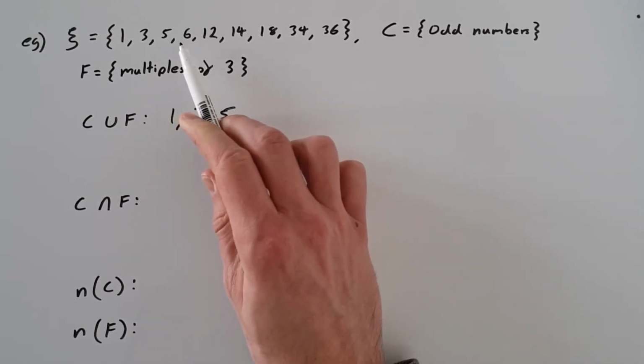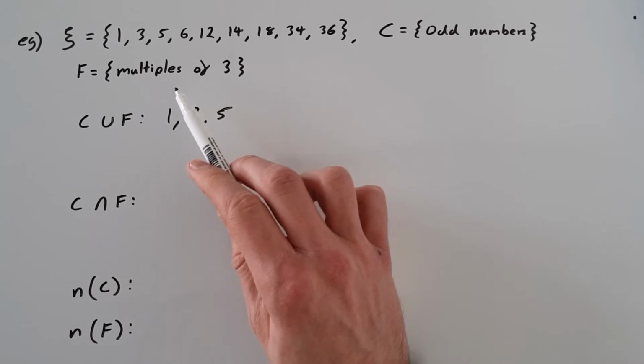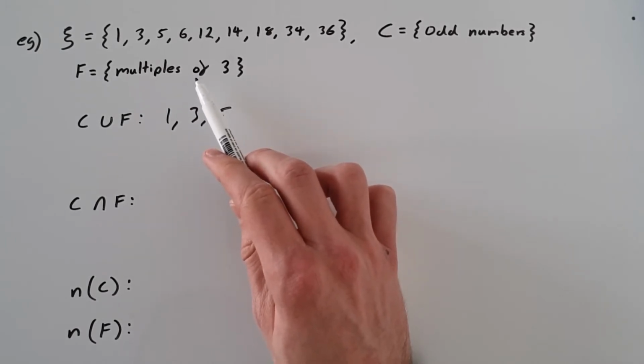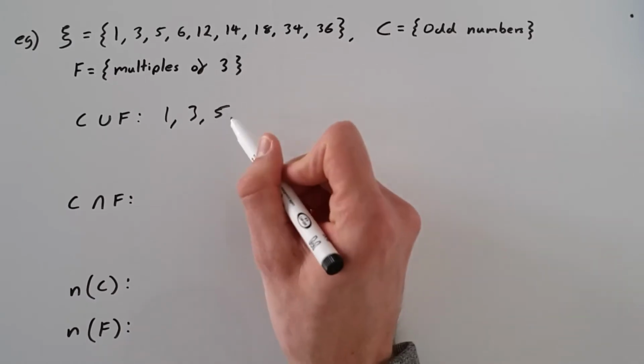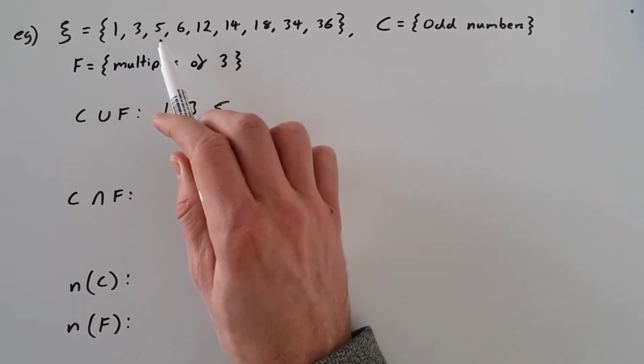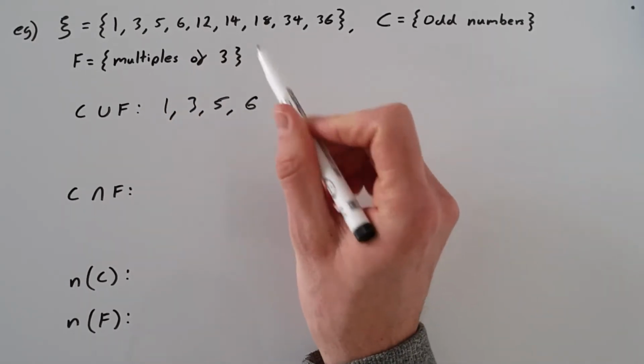Okay, and then any other odd numbers here? No, we don't. So now we just have to look through which ones are multiples of 3, so therefore they'll be members of F, and they'll also be included in our union. Okay, so we have 1, 3 and 5, they're in. 6, yep, that's a multiple of 3, so 6 is in.